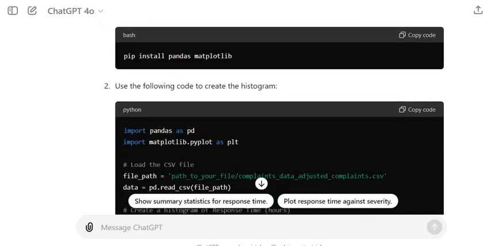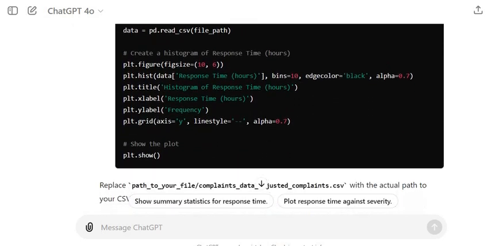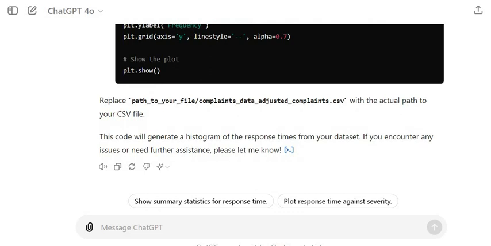Okay, apparently it is encountering some issues right now at the time of recording of this video, but if you encounter such issues, you can try again after some time, and it will be able to create those visualizations for you.